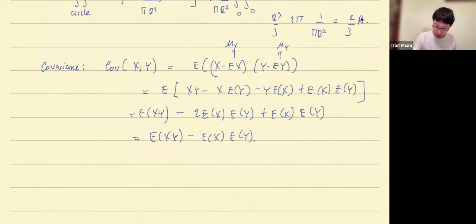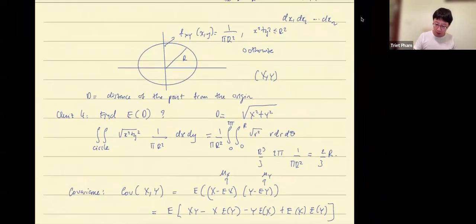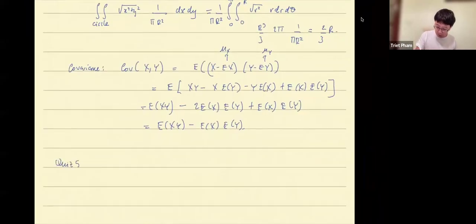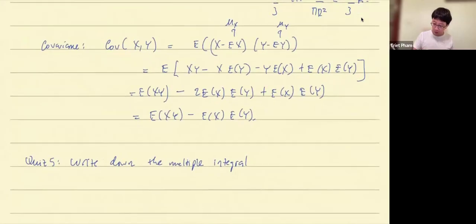But you know what? Let me say this. With respect to the previous uniform distribution on the circle, write down the multiple integrals calculation for the covariance of X and Y, but do not calculate.